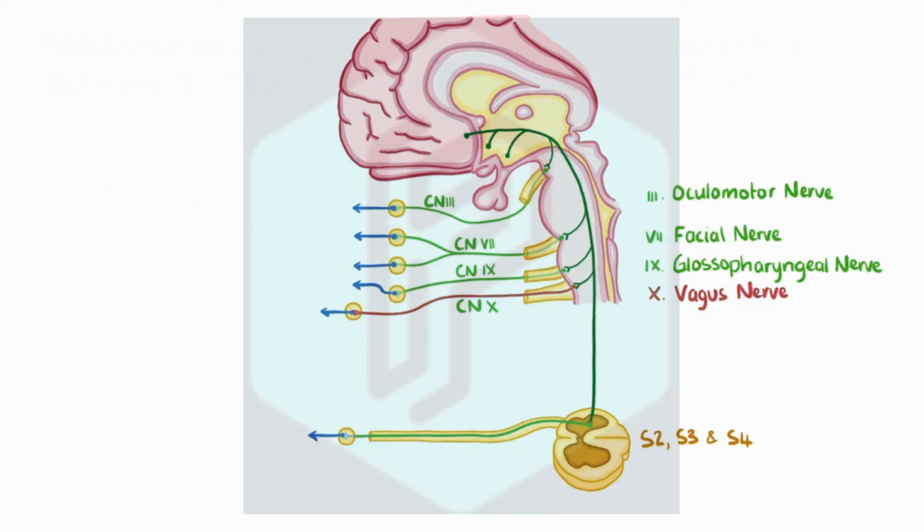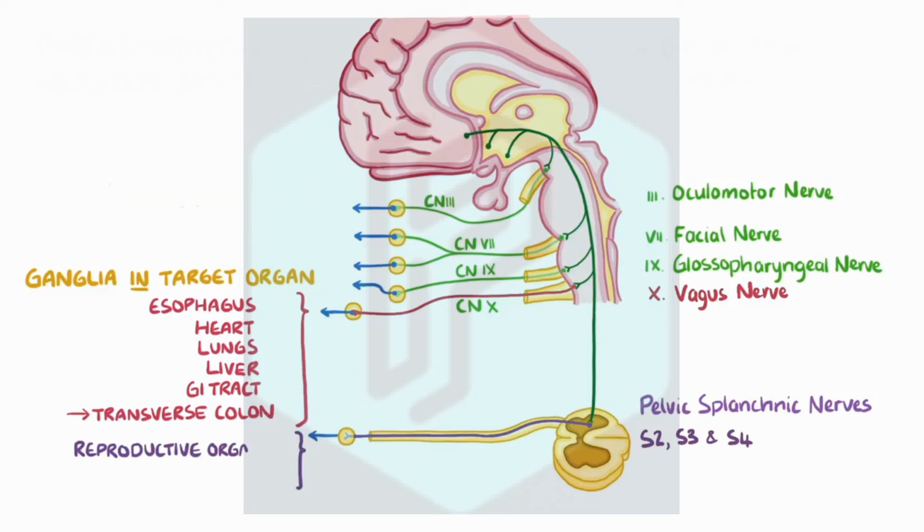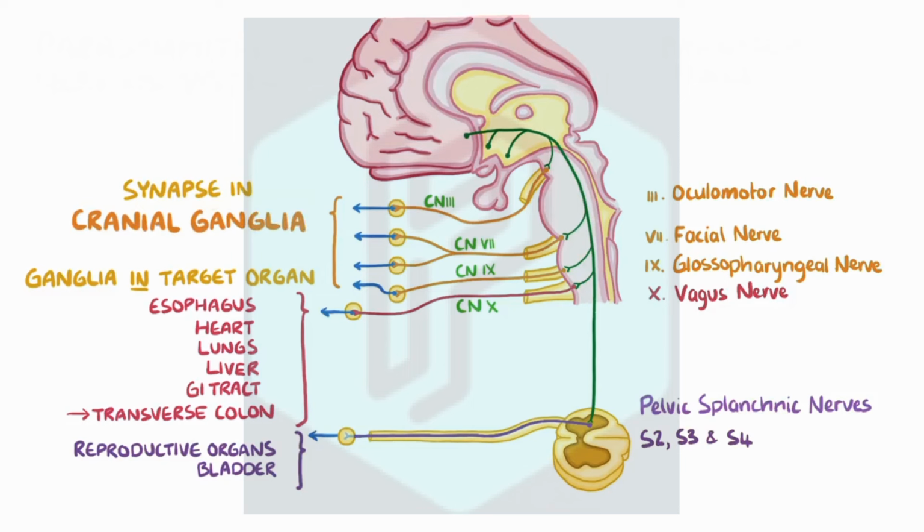The vagus nerve and the nerves that arise from the sacral spinal cord segments S2, S3 and S4, also called the pelvic splanchnic nerves, have their parasympathetic ganglia located directly in their target organs. More specifically, the vagus nerve synapses at the postganglionic ganglia on the esophagus, heart, lungs, liver, and most of the gastrointestinal tract, up to the transverse colon. The pelvic splanchnic nerves synapse at the postganglionic ganglia on the reproductive organs and the bladder. In contrast, the oculomotor, facial, and glossopharyngeal nerves synapse in cranial ganglia that aren't directly in the target organ, but are nearby.